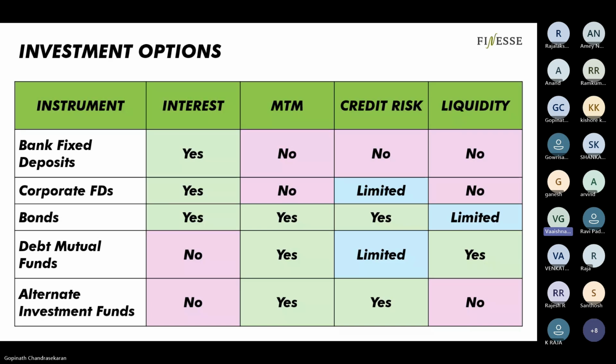When we consider debt mutual funds and alternate investment funds, neither offers interest income, as they are unit-based funds. These do give you mark-to-market gains or losses, while credit risk is limited in debt mutual funds. Alternate investment funds do carry a definite amount of credit risk. And when it comes to liquidity, a lot of debt mutual funds come with no exit load, but in alternate investment funds, almost all funds come with a percentage of exit load, which makes it difficult for investors to readily convert their investment into cash. Next slide, please.